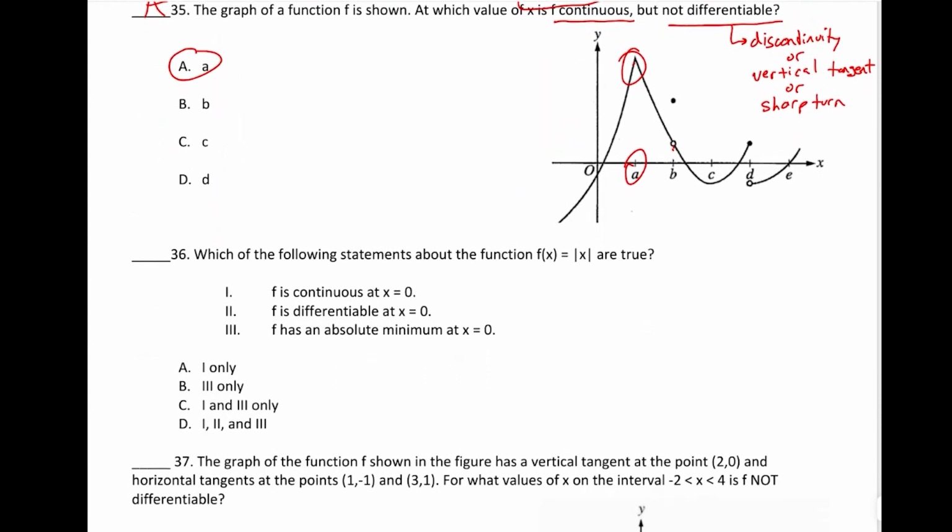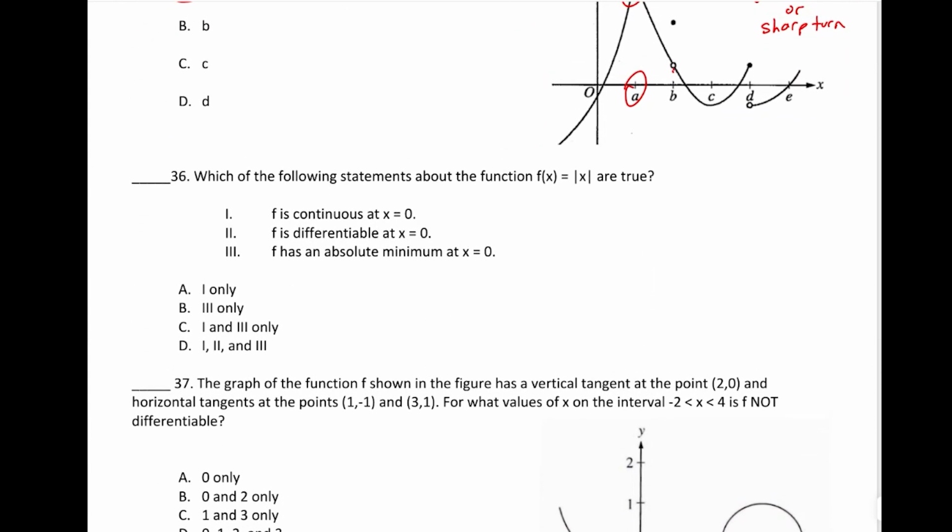Number 36, which of the following statements about the function f of x equals absolute value of x are true? And to help us out, we're going to draw absolute value of x here. So this V-looking graph. Okay, number one. Although it is a letter, I. Anyway, it is continuous at x equals 0 for sure. But it is not differentiable there. We have a sharp turn, so it cannot be differentiable there.